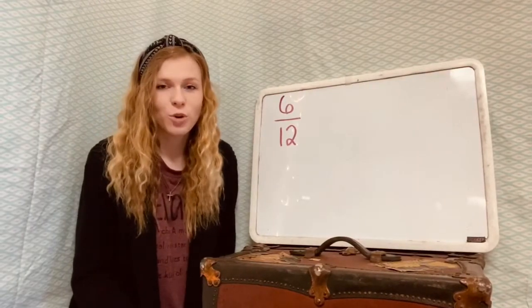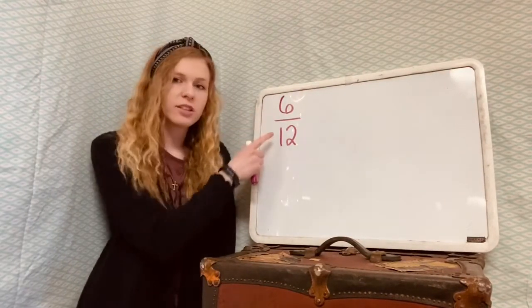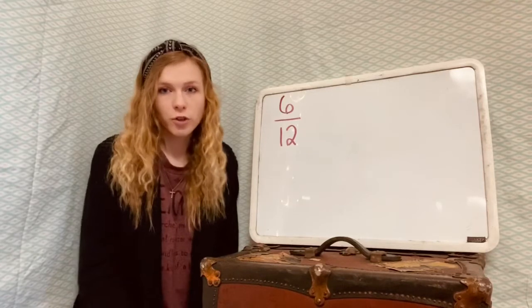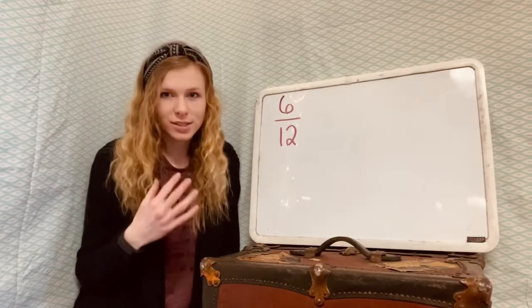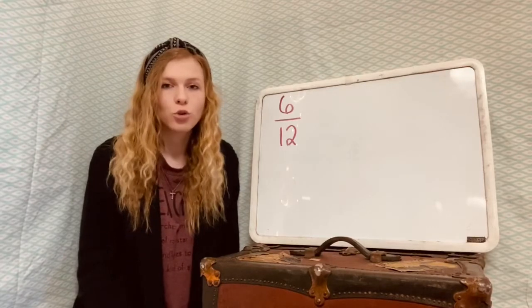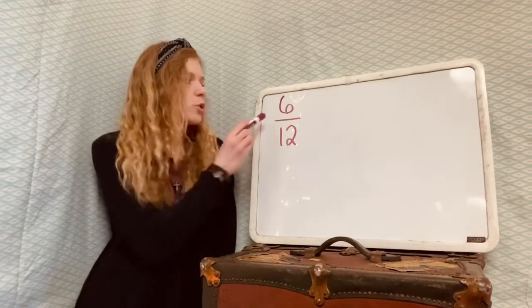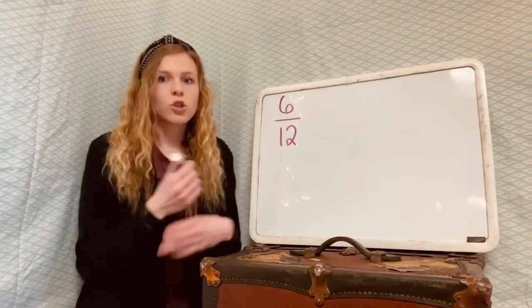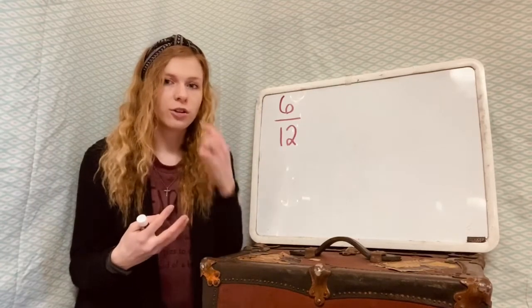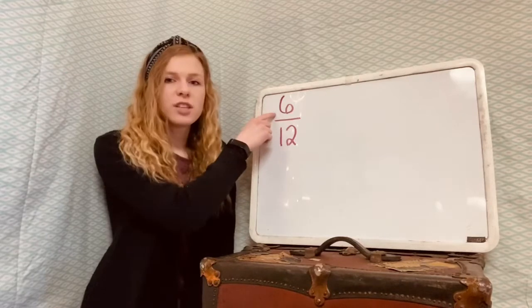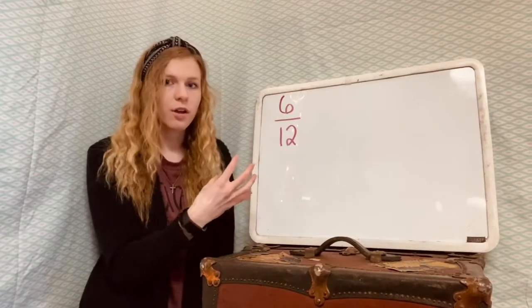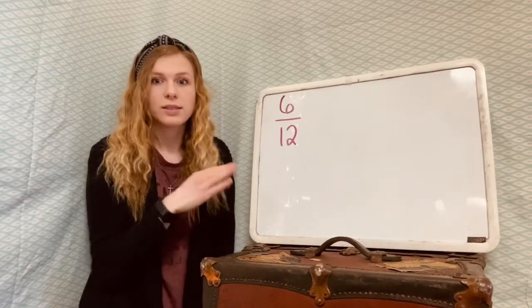My first example that I'm going to simplify is 6/12. So the first step, the first thing I want you to think about is GCF. What is the greatest common factor between 6 and 12? When I say a factor, for a review for you, factors of 6 are any number that 6 is divisible by evenly.